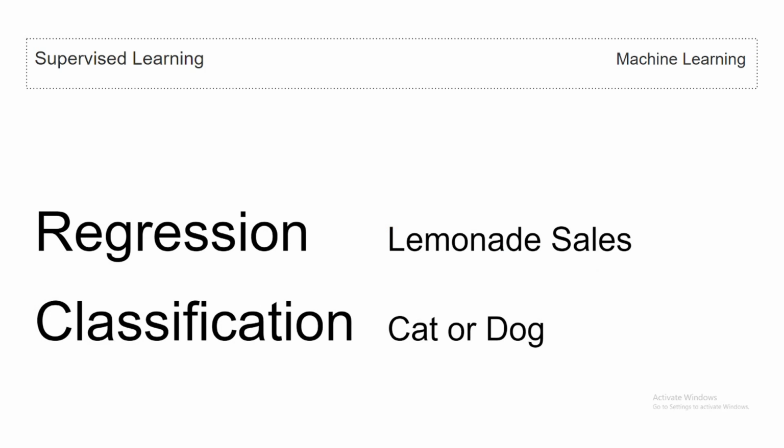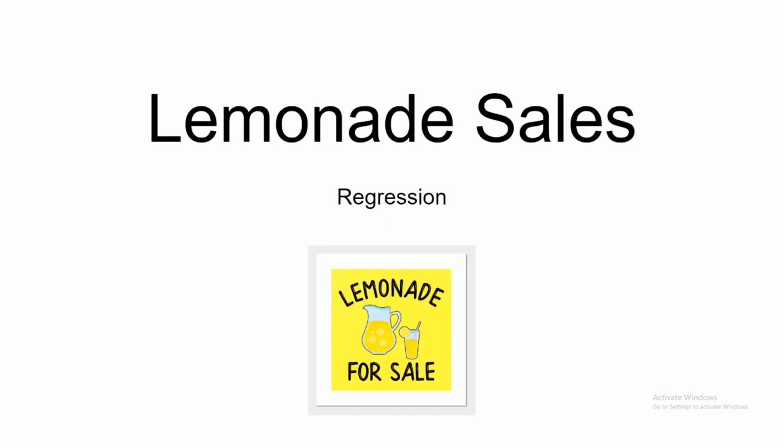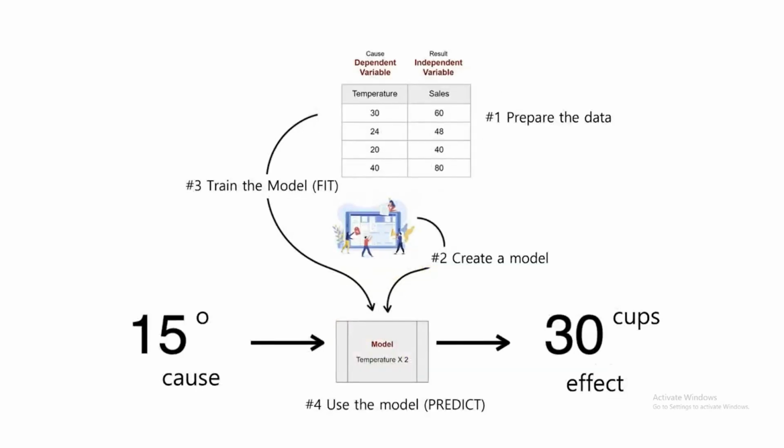So I'm pretty sure yesterday we went over classification, and lemonade sales goes under the category of regression. So basically the whole idea of regression is that there's a formula, and if you put one number in, you get another number. And like I said, today we'll be going over lemonade sales, which is regression.